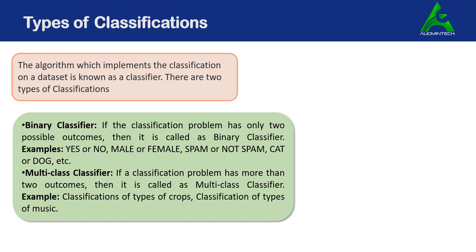Then we have multi-class classifier. If a classification problem has more than two outcomes, then it is called a multi-class classifier. Examples: classification of types of crops, classification of types of music, classification of types of fruits, etc.